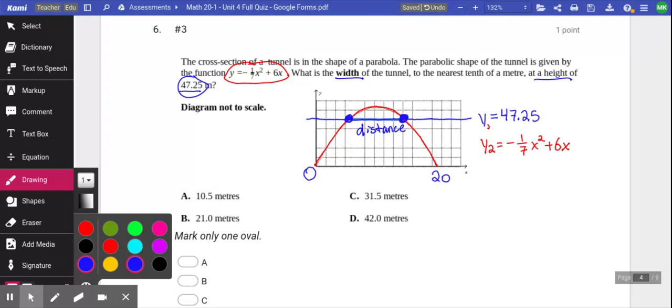My Y minimum, again, would be the minimum height of a tunnel. That would be 0. And Y max would be the maximum height of a tunnel. They already told me from the diagram that it's bigger than 47.25, so this is going to be a pretty big tunnel. I'm going to say the max is 60. And we're just going to give that a shot and graph it and see what happens.